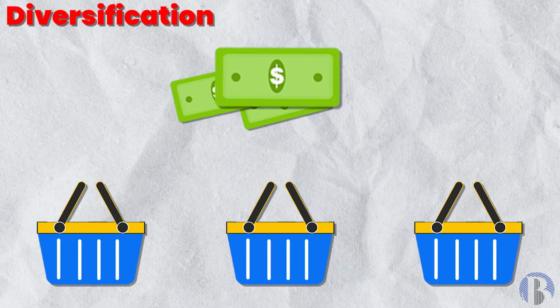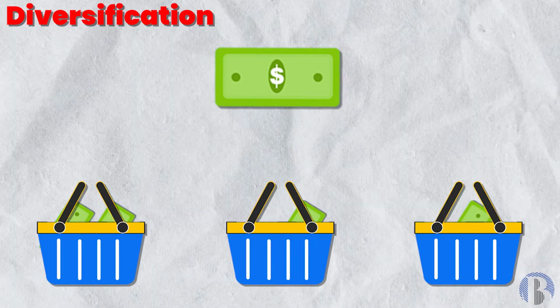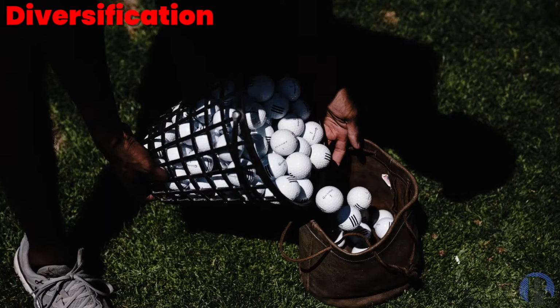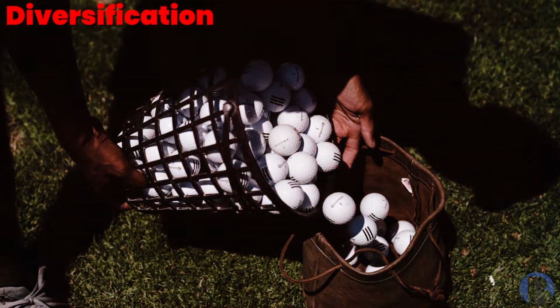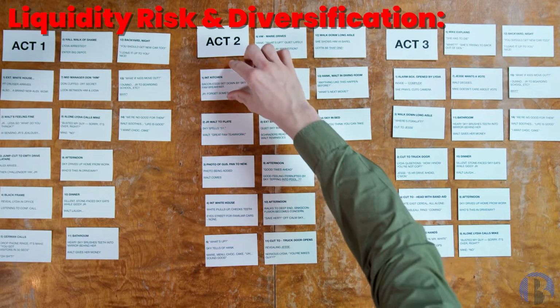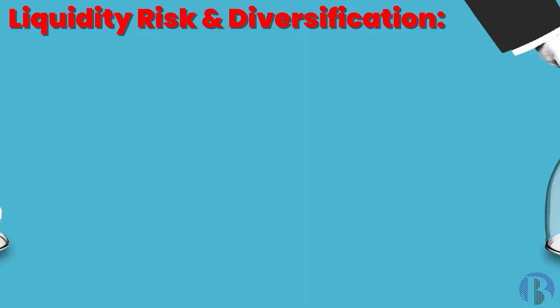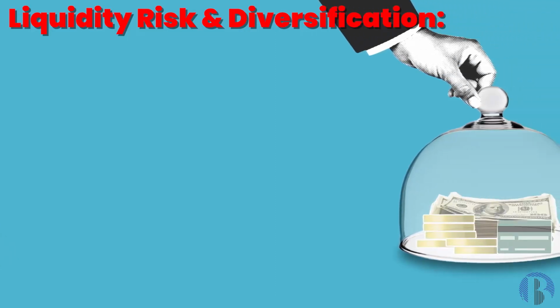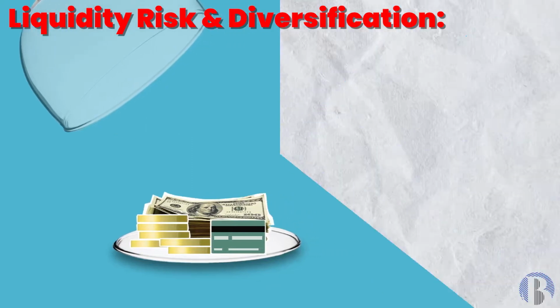Diversification. Spreading investments across various asset classes helps reduce the impact of individual security risk. This is the old adage of not putting all your eggs in one basket. To mitigate this risk, one strategy is diversification. By spreading your investments across various assets and sectors, you can reduce the impact of liquidity risk.